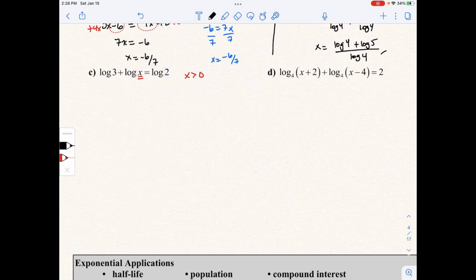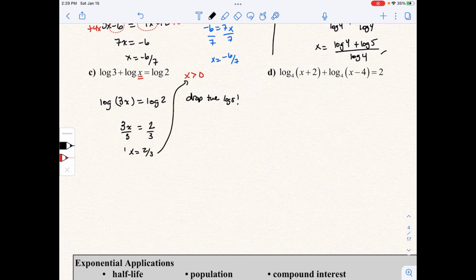And so I know the product law tells me I can multiply 3 times x, and that's equal to log of 2. And now I've got a log on both sides, everything's simplified, a single log, so I can drop those logs. And so we can equate our arguments. So 3x is equal to 2, divide by 3, and x is 2/3. I'm just going to double check that that's okay, and it sure is. It meets my restriction.